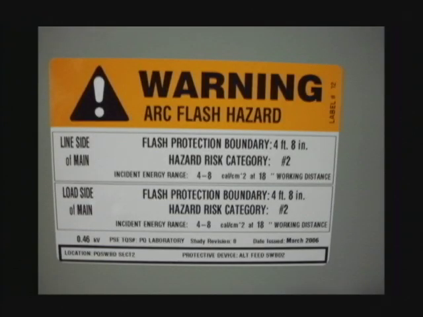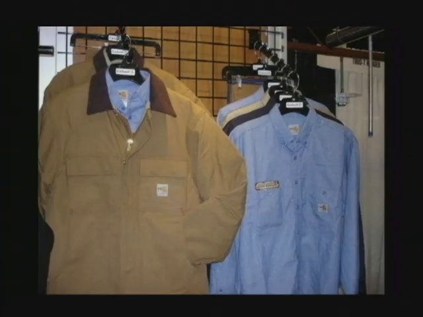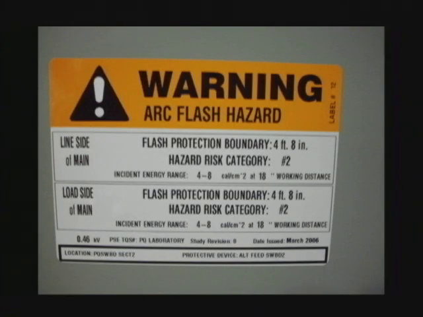Not only that, but if you get a label like this, take a look at the label. What the heck does this mean to 99% of the electricians? They don't understand what this means. We need to have education. Let's take a look at calories. This is flame retardant clothing, personal protective equipment. This jacket and these shirts are made to comply with a certain calorie rating. Look, the incident energy is 4 to 8 calories, so you need to have something that would be for 8 calories.